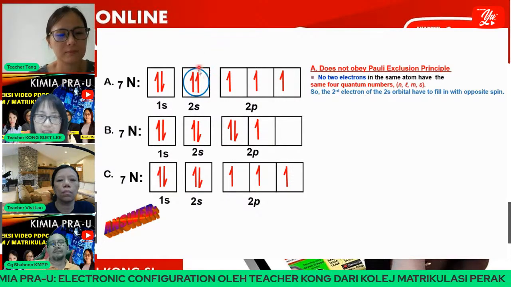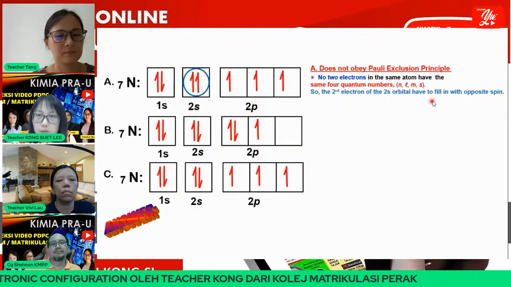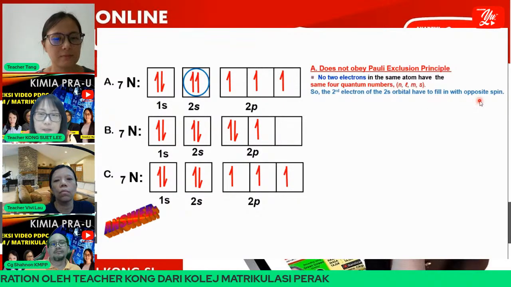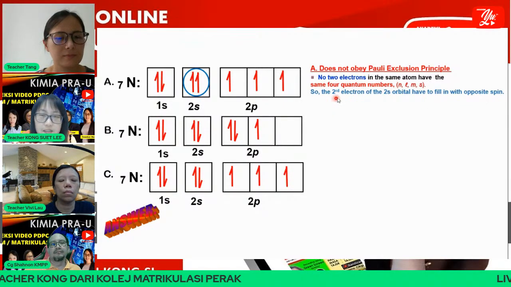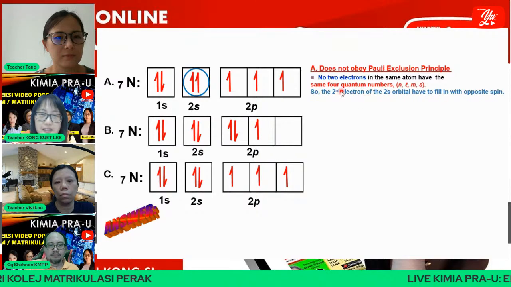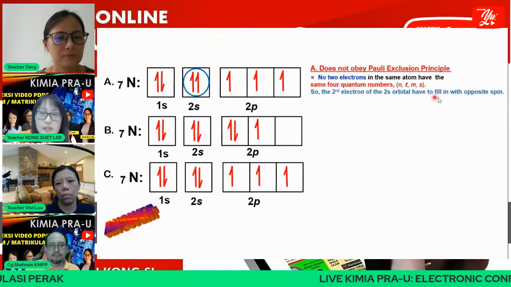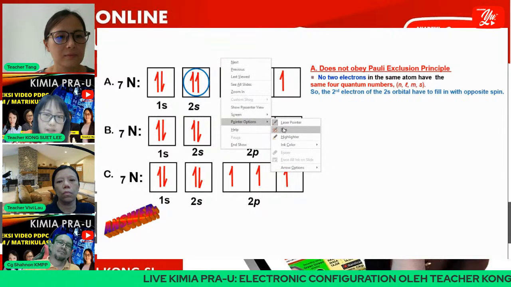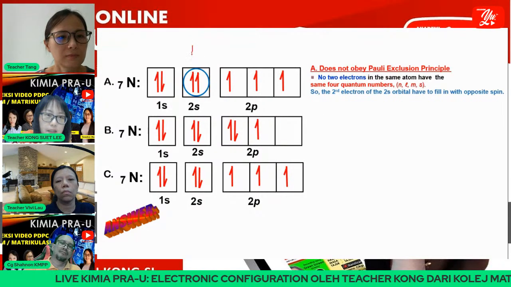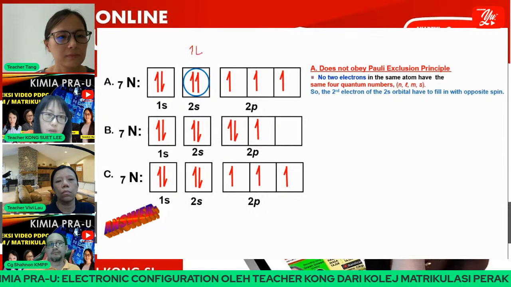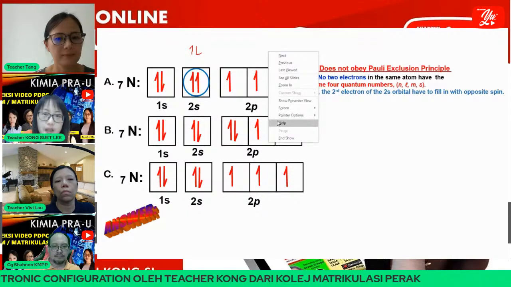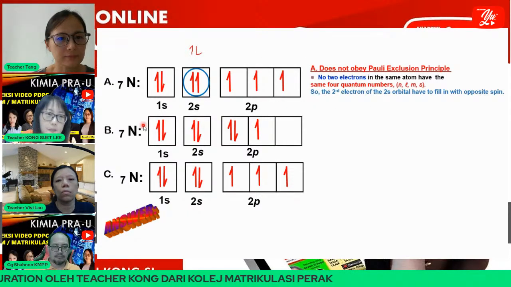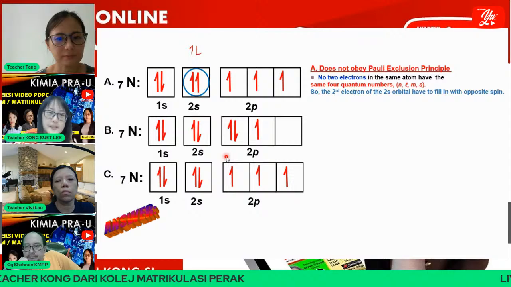So the second electron of the 2s orbital has to be filled in with opposite spin. With the negative spin, it should be like this: one upwards, another one downwards. Okay, good. How about B? What is the problem of B?